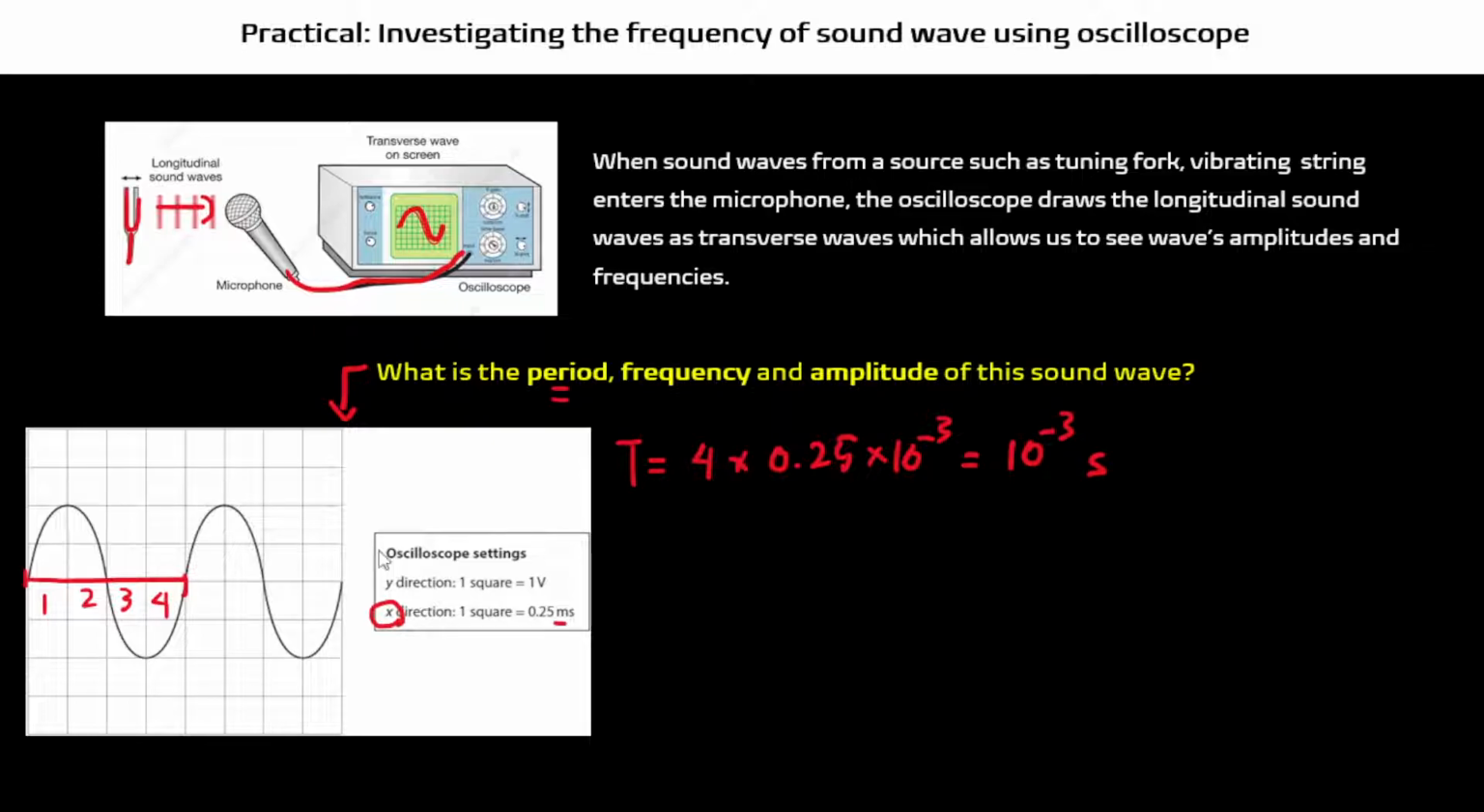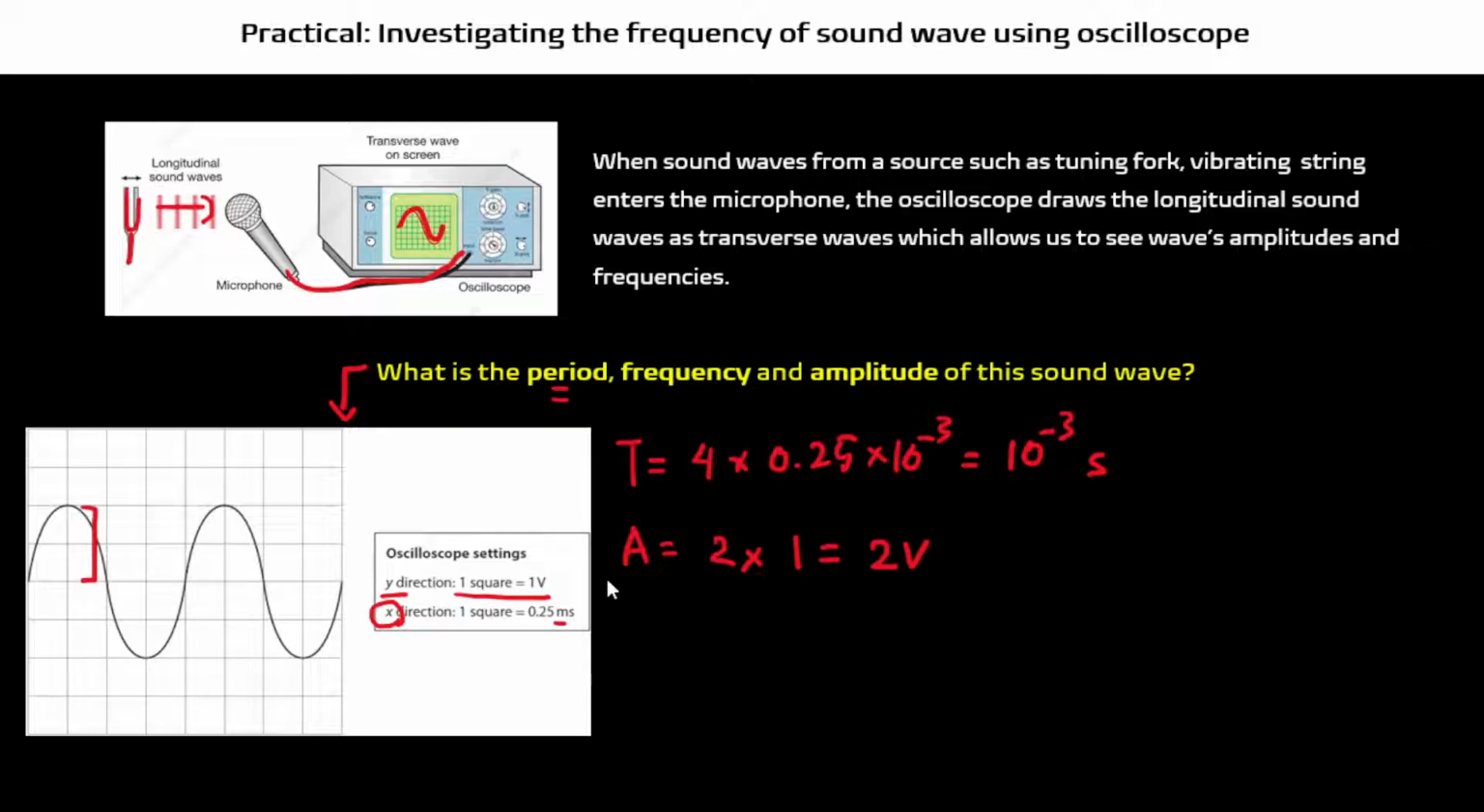Now, how about frequency? Before we get into frequency, let's do amplitude first. Amplitude means the maximum distance from your equilibrium line. It means this. Since it is 2 squares, it would be 2 multiplied by the y direction, where 1 square equals 1 volt. So it would be 2 times 1, and we would have 2 volts.